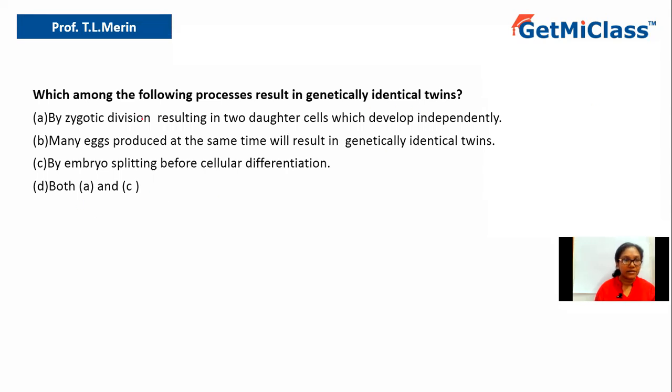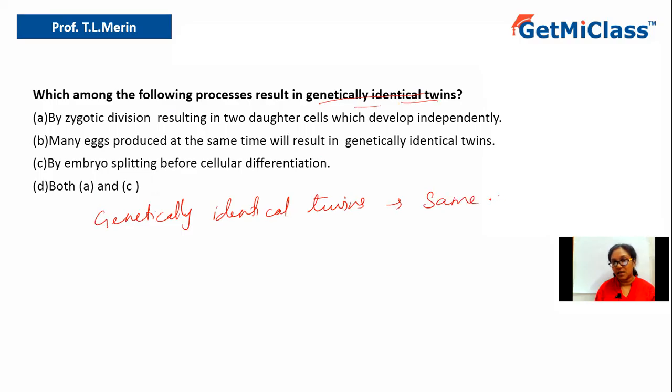So let us understand the question. It says, which among the following processes result in genetically identical twins? So what do you mean by genetically identical twins? These are the babies which contain the same genes, or you can say identical genes. Both the babies, the twins we are saying.